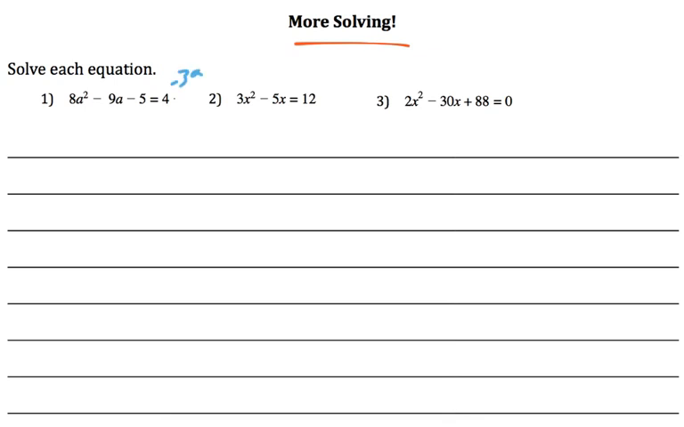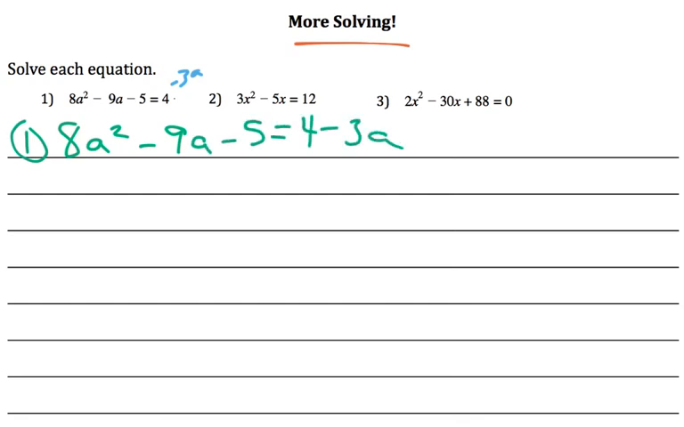So when we go and rewrite problem 1, we'll write 8a squared minus 9a minus 5 equals 4 minus 3a. We want this to be A, B, and C, but since there's things going on the right side, that's not really what's going on. We always need the right side to be 0, so we need to move those things over. We'll do that by subtracting 4 from both sides, and then adding 3a in the same step.